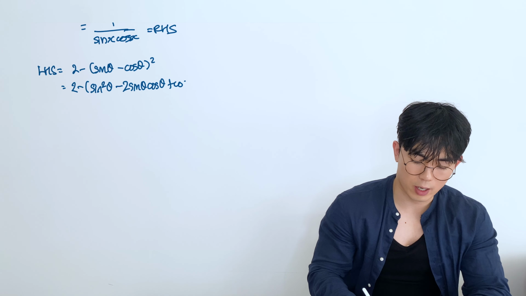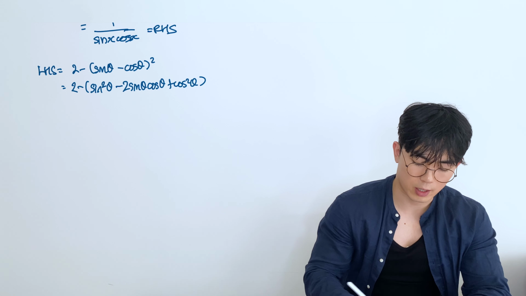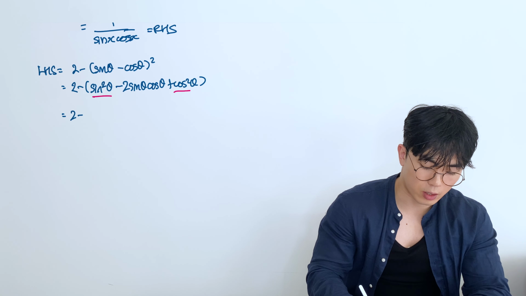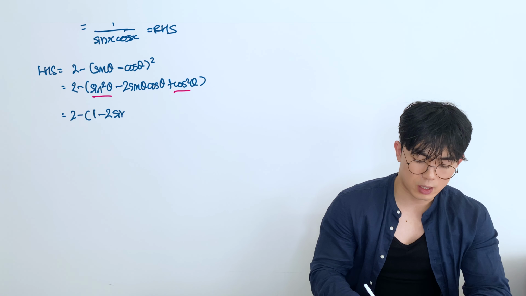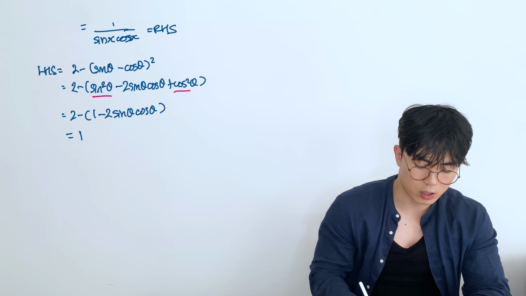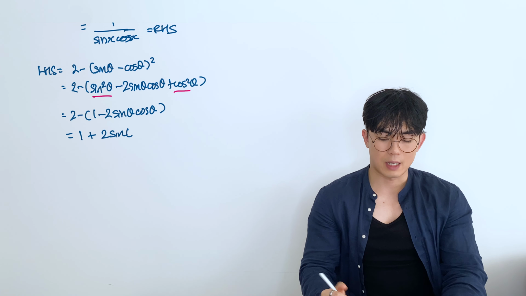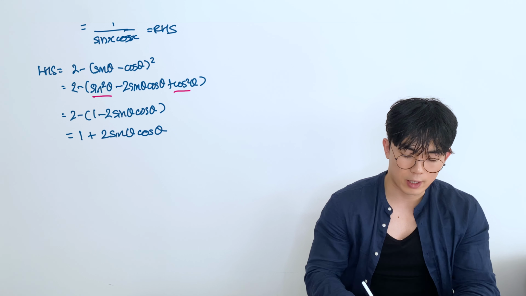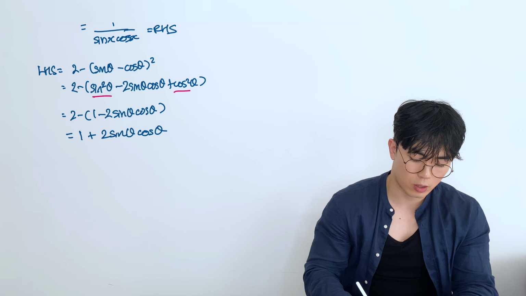Remember, sine squared plus cos squared is 1, right? So I can rewrite that as 2 minus 1 minus 2 sine theta cos theta. And then simplifying a bit more, I get 1 plus 2 sine theta cos theta. Right, as you can see, there's not much to do now, right? But what I can do now is say, well, 1 is actually sine squared plus cos squared, right?